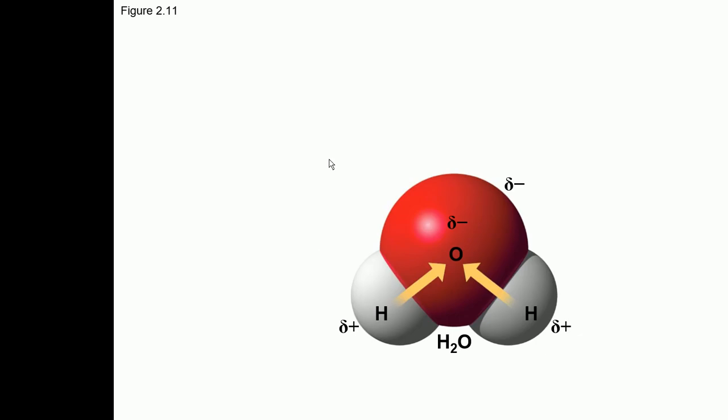So this is the case of water. In water you can see oxygen has a slight negative charge and hydrogen has a slight positive charge, because the electrons are moved more towards the oxygen. That results in the formation of polar covalent bonds between oxygen and hydrogen. So there are two polar covalent bonds between oxygen and hydrogens in water. One bond is here, the second bond is here.